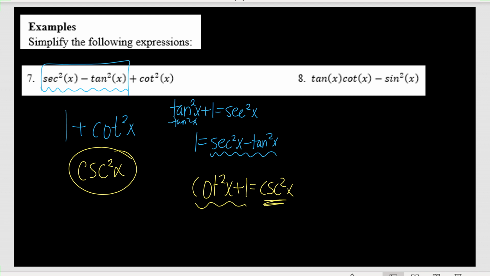We got this. Alrighty, number 8. Tangent of x multiplied by cotangent of x minus sine squared of x.